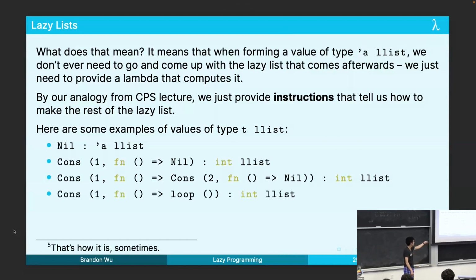In fact, I don't need to give you anything at all. This is an int L list that has 1 on it. And then when you ask for the next element, it's going to loop on you forever. That's the price of laziness.